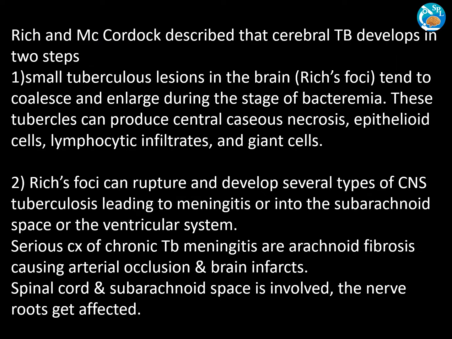Now, the two scientists, Rich and McCordock, described that cerebral TB develops in two steps. Initially, small tuberculous lesions known as Rich foci tend to coalesce and enlarge during the stage of bacteremia. These tubercles can produce caseation necrosis, epithelioid cells, lymphocytic infiltrations, and Langerhans giant cells. The Rich foci can rupture and develop into several types of CNS tuberculosis, leading to meningitis. They may rupture into the subarachnoid space or into the ventricular system. The serious complications of chronic tuberculous meningitis are arachnoid fibrosis that causes arterial occlusion and brain infarcts. When the spinal cord and subarachnoid space get involved, the cranial nerve roots get affected.